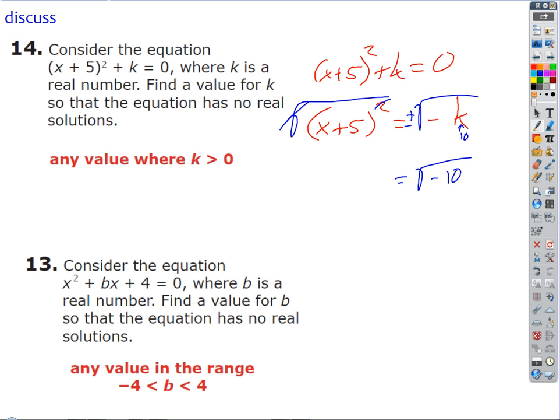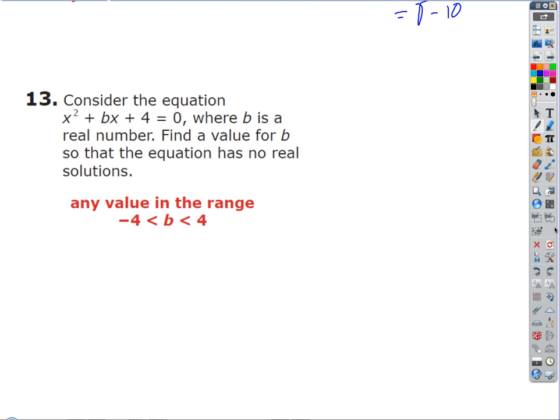All right, last one. What about one like this? This is a little bit different, right? But it's just as easy. Consider this equation: x squared plus bx plus 4 equals 0, where b is some real number. Find a value of b so that we have no real solutions. Here's how you do this. Remember the discriminant we talked about. The discriminant is the part of the quadratic formula that sits under the radical, right? So isn't this the part that's going to cause an i to happen?